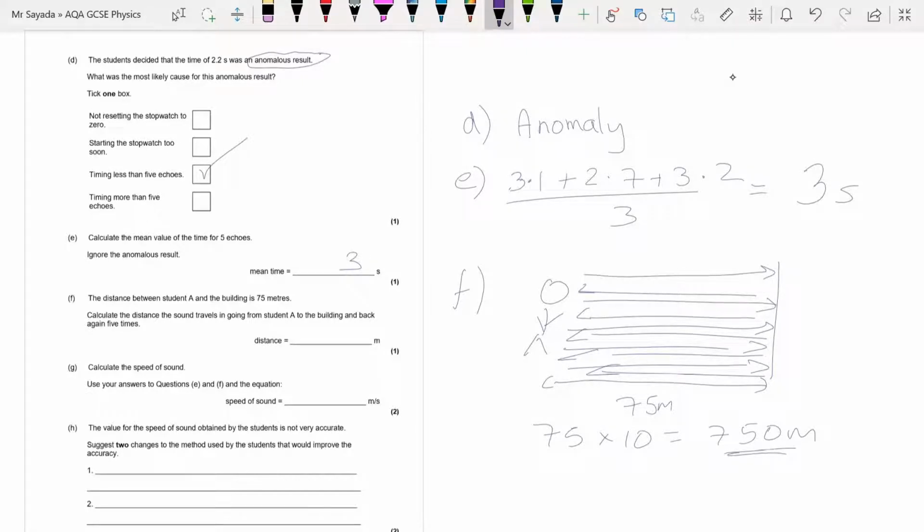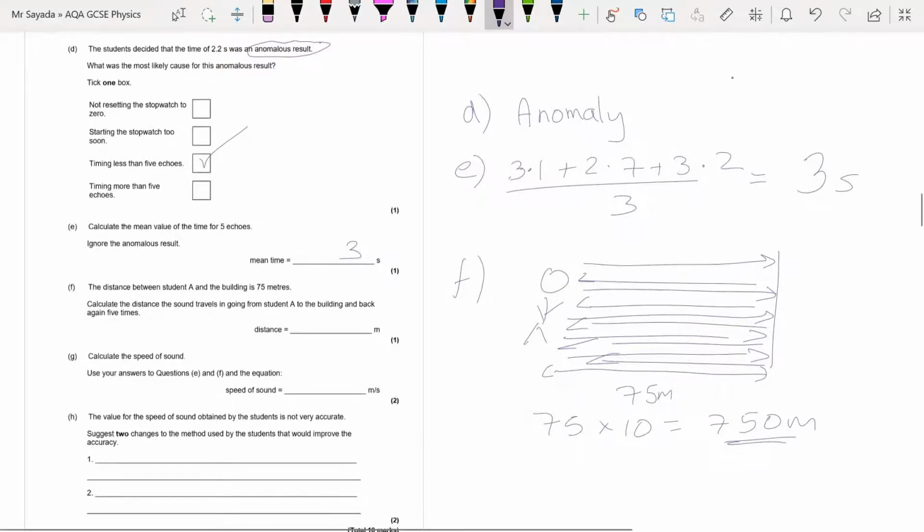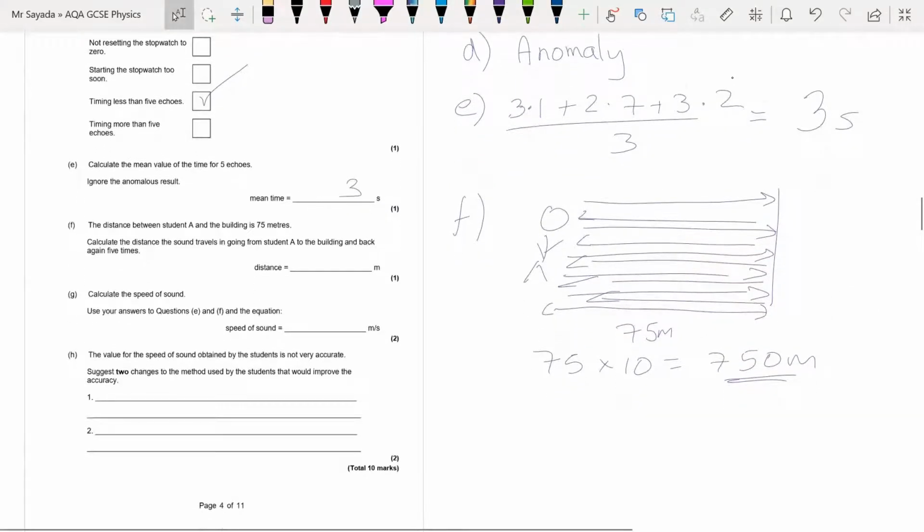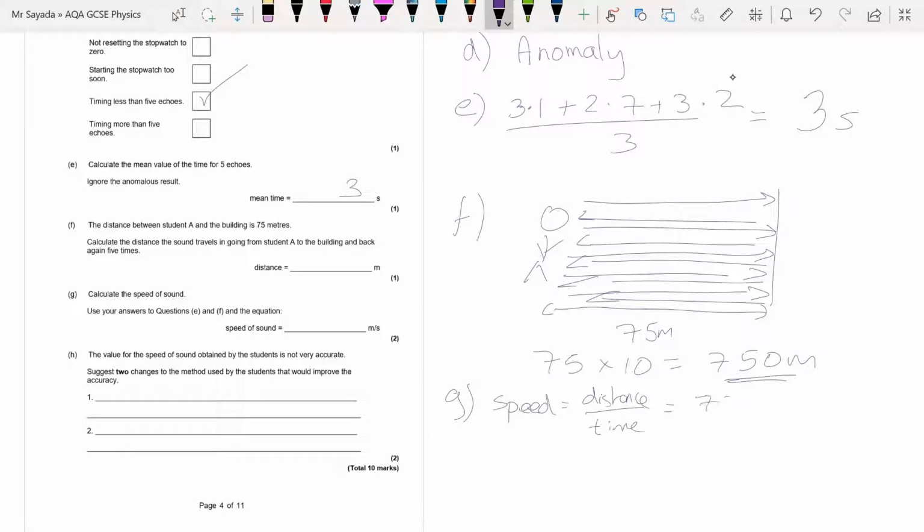So for part G, we need to calculate the speed of sound. So to calculate the speed of sound, we need to do distance divided by time. So we do speed equals distance over time. In part F, we saw that the distance traveled altogether was 750 meters. And in part E, we found that the average time for the 5 echoes was 3 seconds. So we do 750 meters divided by 3, which gives 250 meters per second.